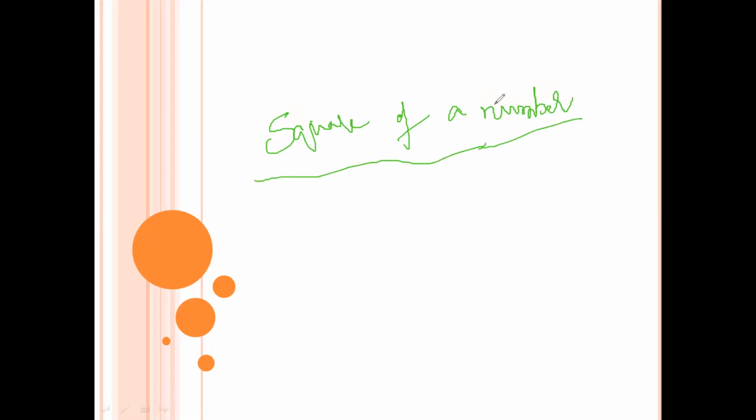Next, another very important thing is the square of a number. How to find the square of a number? I will tell 3 different methods. Whichever is easy, you follow that one.